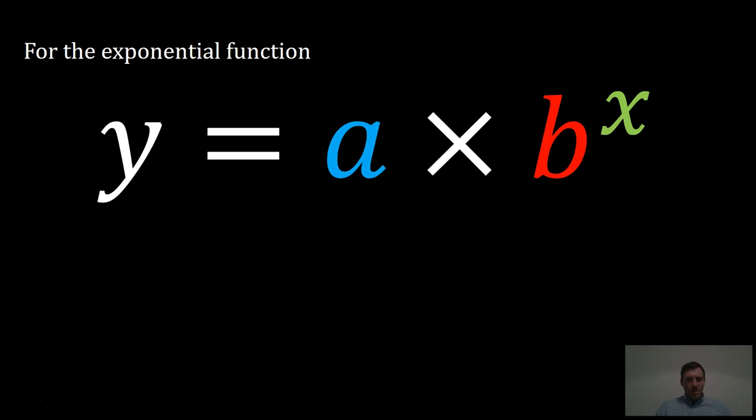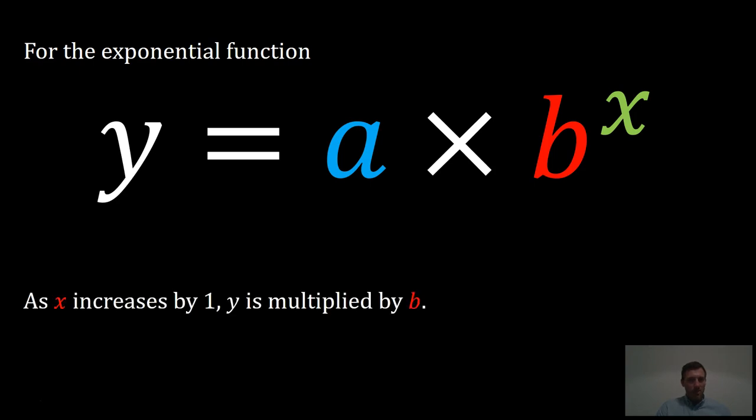From this video, we've established that for the exponential function, y equals a times b to the power of x, as x increases by 1, y is multiplied by b. In addition, the value of y when x equals 0 is a.